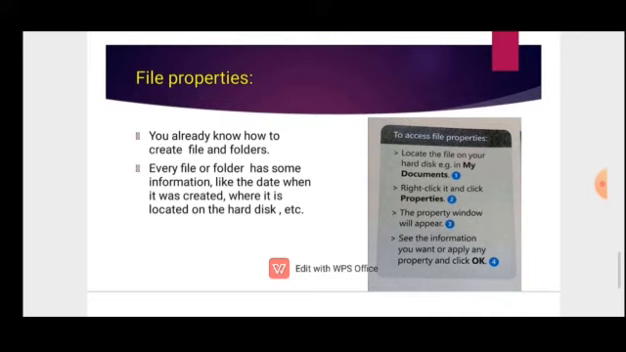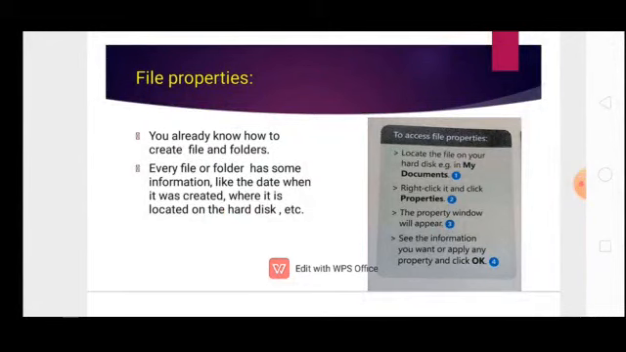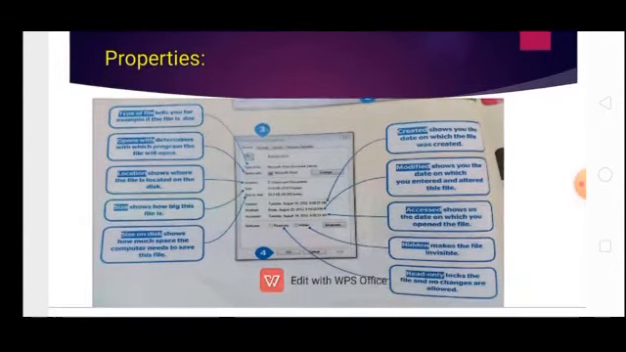You already know how to create a file and folder. Every file or folder has some information like the date when it is created, when it is located on the hard disk, etc. Our last point is properties. Properties of a file. Here we discuss the properties of a file.